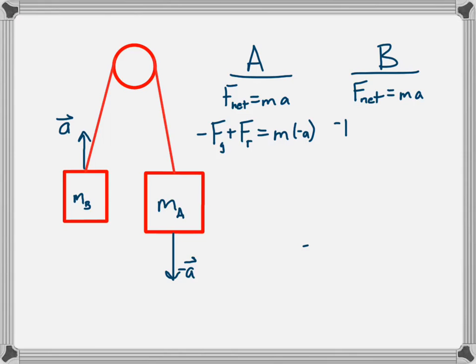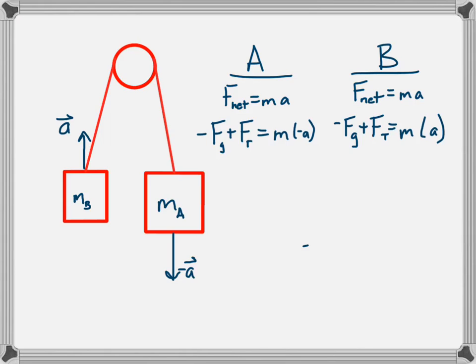Okay, and for block B, we have gravity also working, and we have the tension force, which I'm going to call Ft. So we have the same tension force, and that's acting in the positive y direction, equals mass times, and for this one I'm going to put positive a, mass times acceleration. So this is how I would set up these equations here.